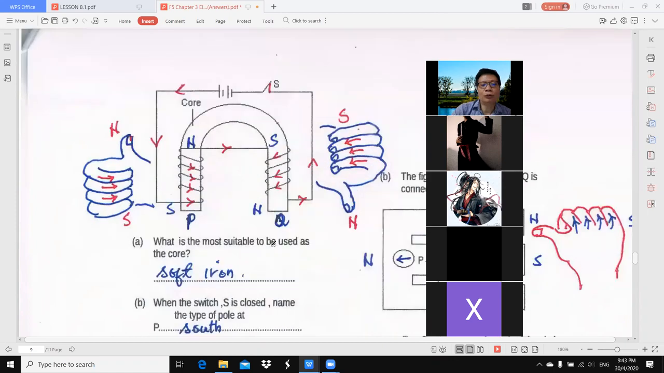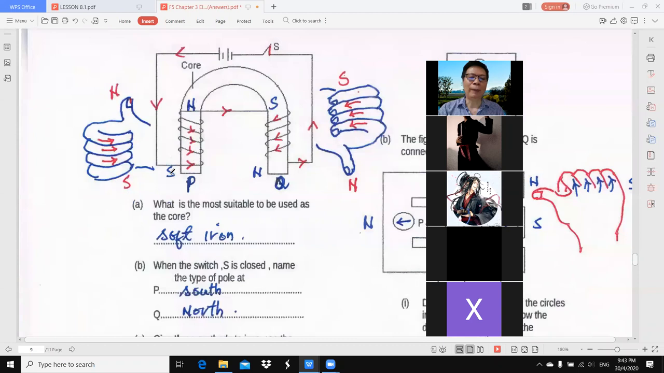Now, what is most suitable to use as the core? Soft iron. This piece of thing uses soft iron. Why soft iron? Because soft iron can produce the strongest electromagnet, that is one. And then it is easy to magnetize and easy to demagnetize. It must be easy to switch many times, because this kind of thing must be easily on and off, okay? Then we can use it. Again, when the switch is closed, when you switch on, name the types of pole. P here is south, Q here is north. This one changes to P, Q. All right, next.